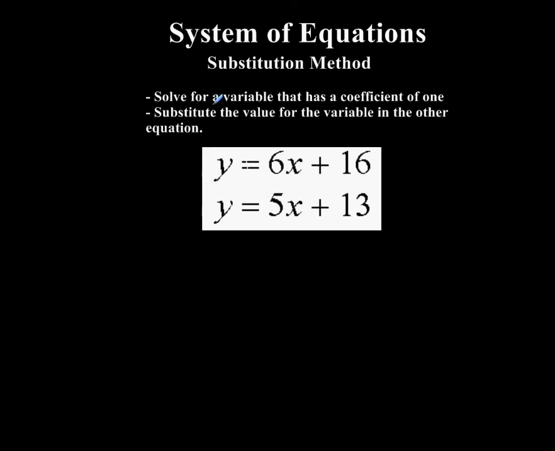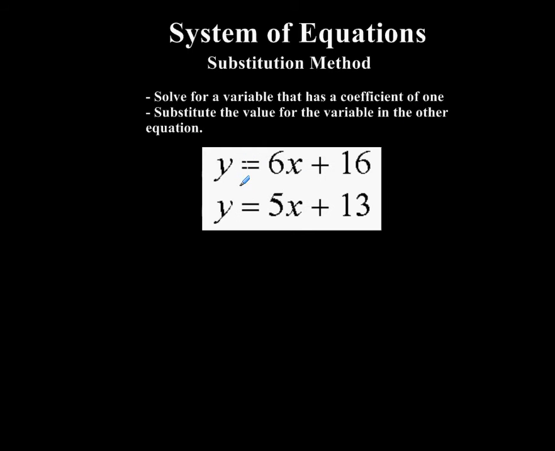First of all, solve for a variable that has a coefficient of 1. Now, what that means, coefficient of 1, is to find a variable like this y that has no number out in front of it. And that implies then that a coefficient, being a number that is multiplied to a variable, like this 6 is a coefficient of x. When a variable has no coefficient, we can put a 1 there in front, and that would represent a coefficient of 1. So first of all, solve for a variable that has a coefficient of 1.